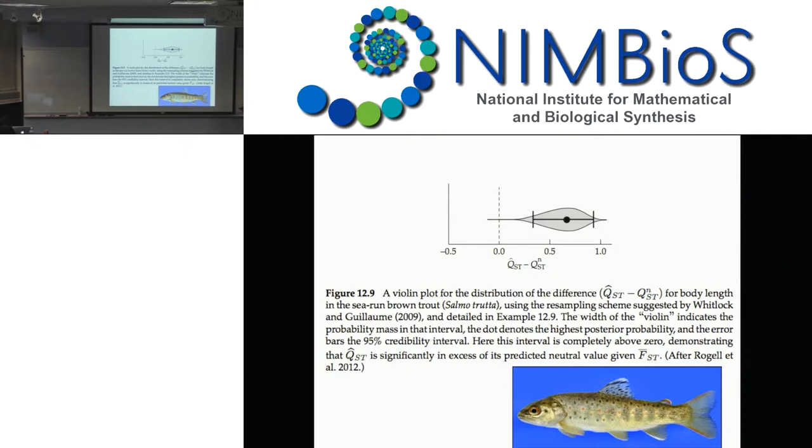What you can basically do is this: QST N is the expected value from a resampling procedure that's discussed in the book that Mike developed to actually ask what it should be under neutrality, and QST hat is your observed value. For example, this is the ever popular brown trout, and what they're doing here is looking at body length. This is the probability distribution for the observed value minus the value under neutrality. What you basically see is it's significantly different from zero. In this violin plot, the dot is the highest density region. Density is given by the width here. There's the 95% confidence interval. So this thing is highly significantly bigger than zero. And therefore, its value of QST far exceeds the value you expect for FST.